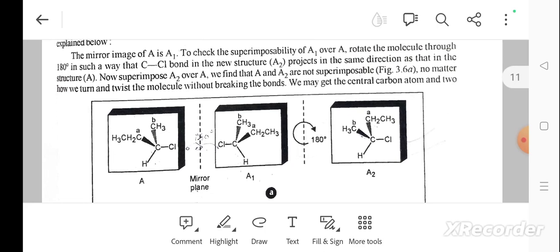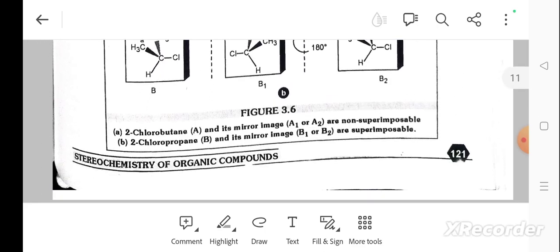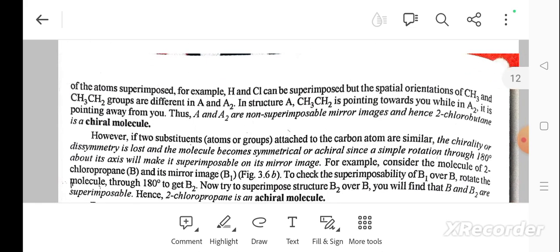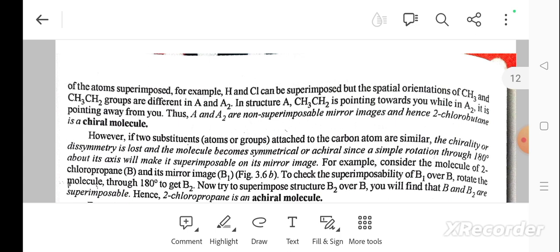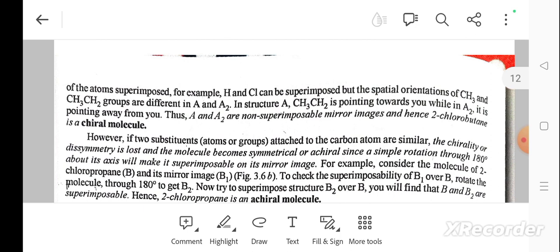We may get the central carbon atom and two groups to be superimposable. For example, H and Cl can be superimposed, but the spatial orientation of the CH3 and CH2 groups is different in A and A2. In structure A, CH3CH2 is pointed away from you, while in A2 it is pointed toward you. Thus, A and A2 are non-superimposable mirror images and hence 2-chlorobutane is a chiral molecule.